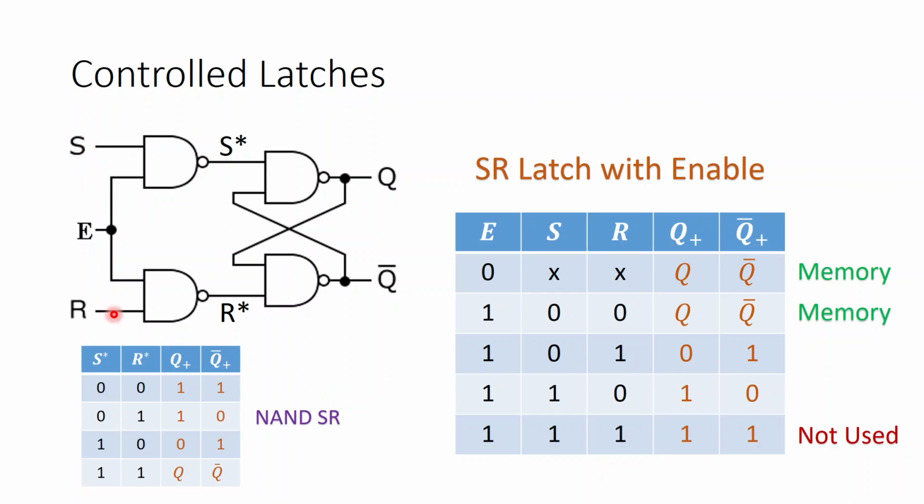And you can notice that if S and R are 0 1, S star and R star would be 1 0, and the output would be 0 1. If S and R are 1 0, S star and R star would be 0 1, and the output would be 1 0. When S and R are 1 1, S star and R star would be 0 0, and this is the not used case.